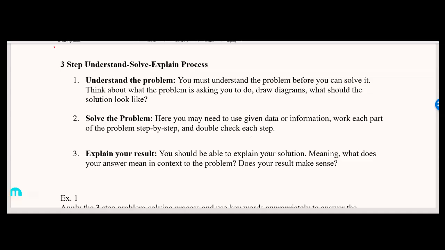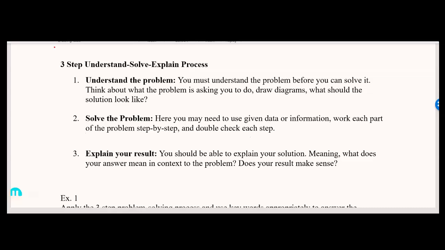Step 2, once you figure out the whole first part, which is understanding, write out what you know and what you need to know. Then you solve the problem. This is where you're doing step by step, double checking each step. And then 3, explain your results.